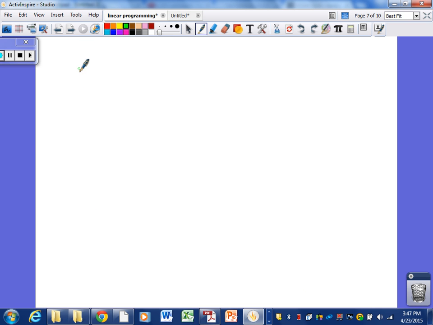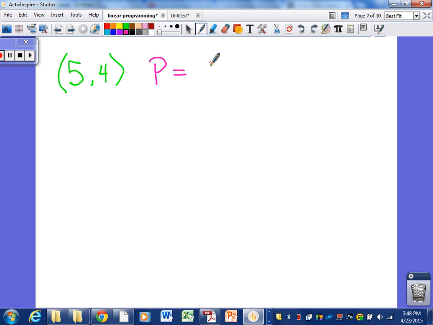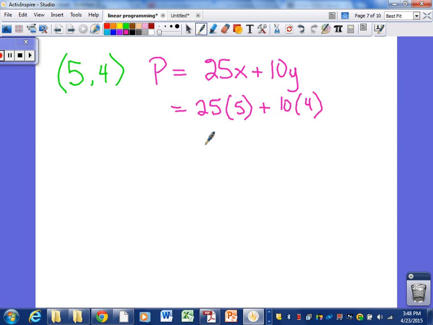calculate some things. So for 5 small gears and 4 large gears, the profit is going to be, let's go back here and see our profit function. You make $25 for every small gear and $10 for every large gear. So $25 for every x plus $10 for every y. So 25 times 5 plus 10 times 4.